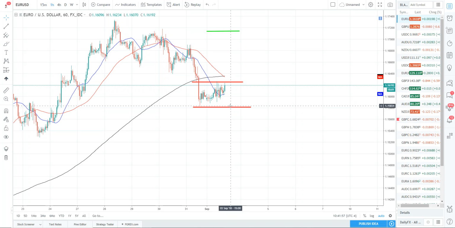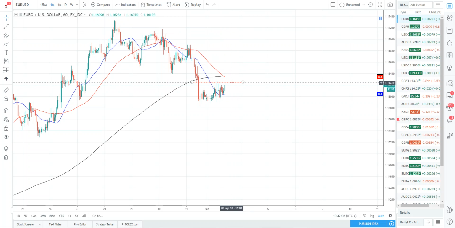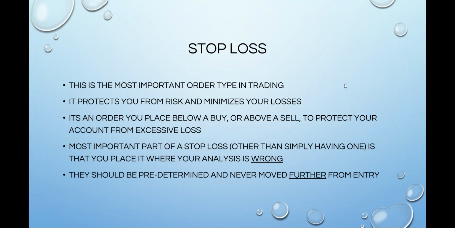And this is how these stops and targets work, and this is how they're placed. I'm really just going over this so you guys understand the concepts of these stop losses, entries, and all, so you understand when we send out our trade alerts to you. Okay, so the most important part of a stop loss, other than the fact that you have one, is that you place it, like I was just saying, where your analysis is wrong.